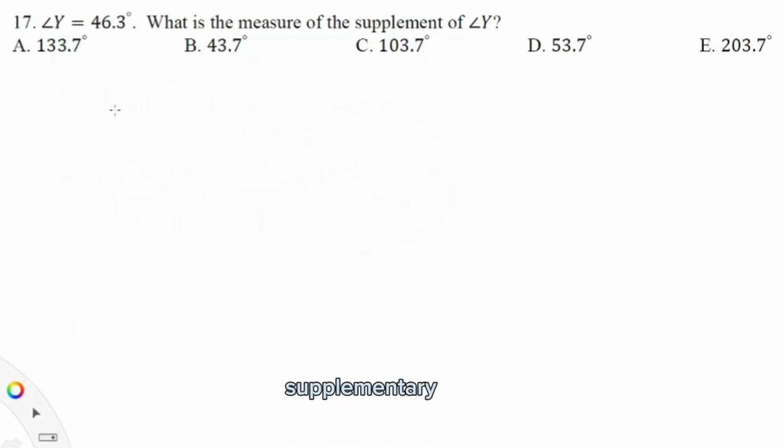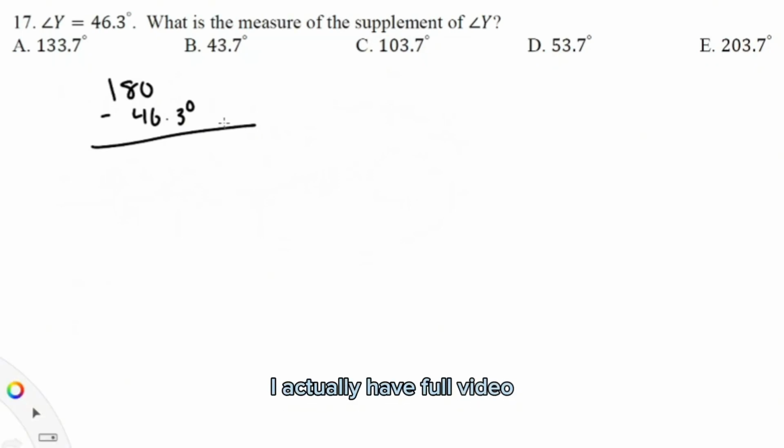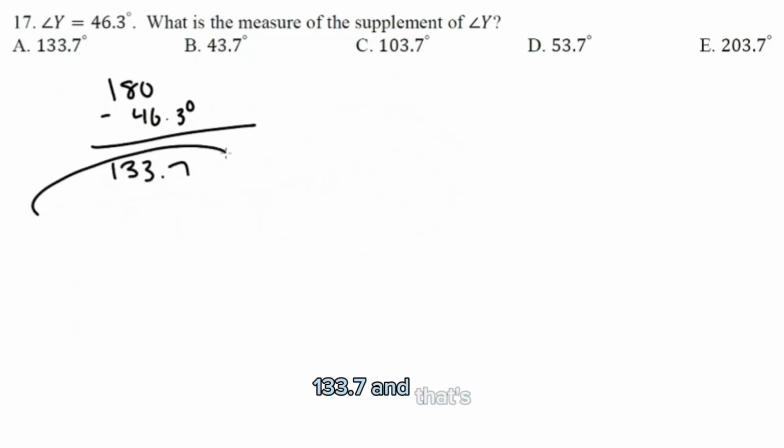Alright, so a supplementary angle, that's just 180 degrees. This means that two angles that add up to 180 degrees are supplementary. So to find the supplement of angle y, we just need to find 180 minus 46.3 degrees. I actually have a full video more in depth about supplementary and complementary angles, which will be pinned in the pin card at the top, but let's continue with this problem. Alright, 180 minus 46.3. That is just 133.7, and that's your answer.